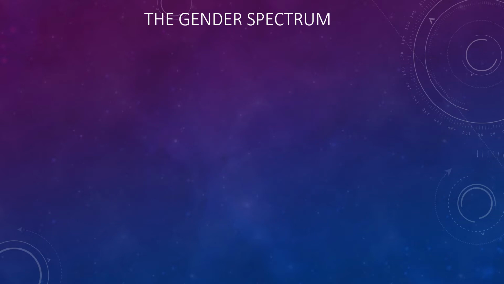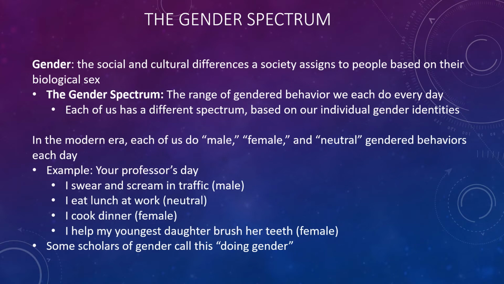But now let's talk about this concept called the gender spectrum. So, we define gender as the social and cultural differences people assign based on biological sex. Feminist scholars have posited that very much like conditions like autism, gender is actually on a spectrum as well. So they make the argument that the range of gendered behavior we do every day is on this gender spectrum, and each of us has our individual gender spectrum based on our individual gender identities.